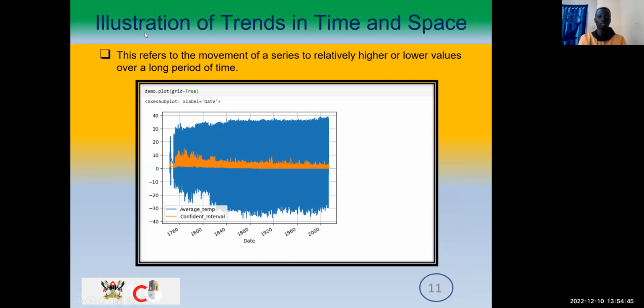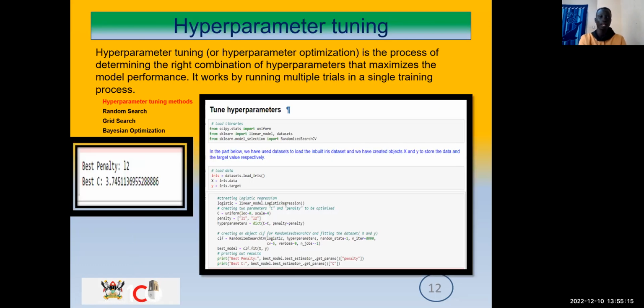Illustration of trends in time and space. Now, this is the movement of a series to relatively higher or lower values over a long period of time. So we are having a graph where the blue color represents the average temperature, and the red color represents the confidence interval. That is trends in time and space.